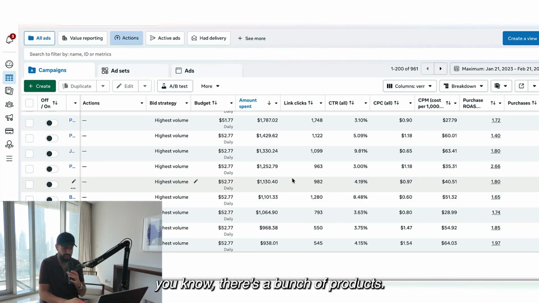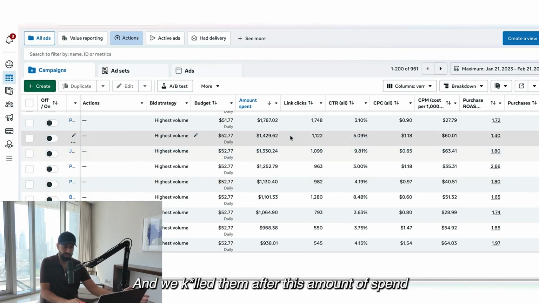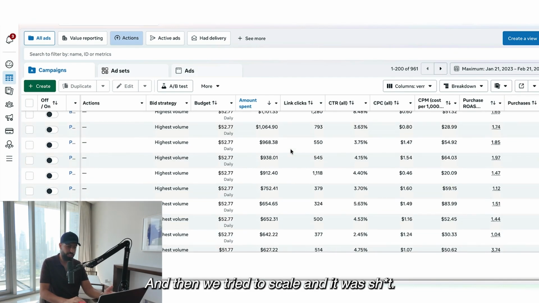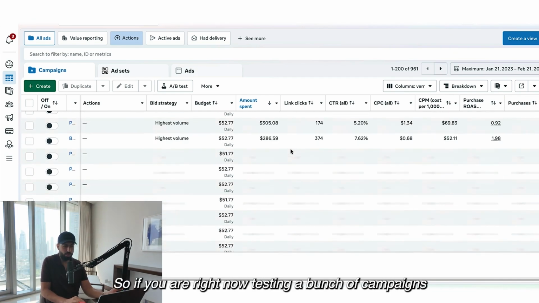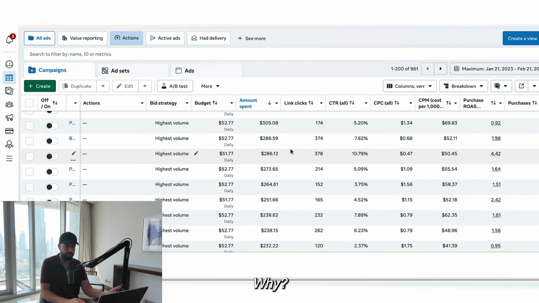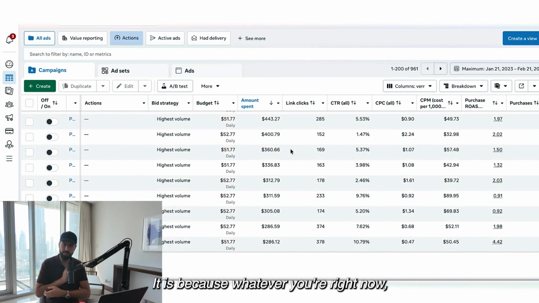There's a bunch of products. Every single campaign is one product. We killed them very quickly. We killed them after this amount of spend because in the beginning they were profitable, and then we tried to scale and it was bad. So if you are right now testing a bunch of campaigns and it's just not working out, why? It is because whatever you're testing at the moment is just not a winner. Whether you like to hear it or not, it's just not a winner.